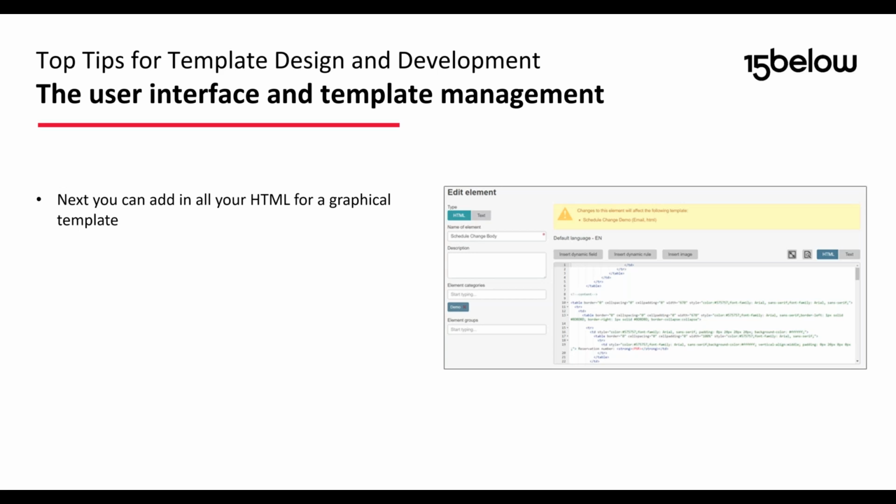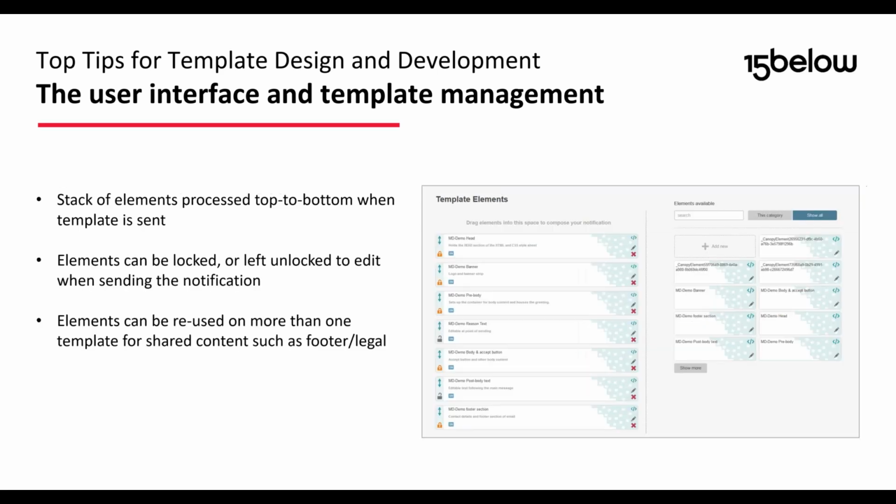So these elements fit inside what are actually called elements inside the user interface. And once you have those in the system, you've got your dynamic content, you've got your business rules that are in the dynamic rules, you can then apply the HTML to them. So that's what you can see in the screenshot here. We've got some HTML which contains some dynamic content in there. Each one of these elements is then used to build up a template.